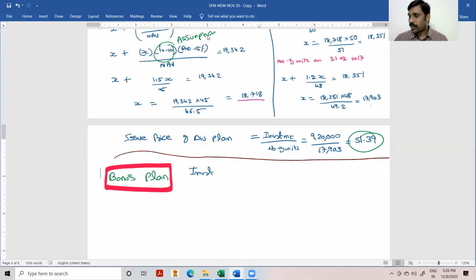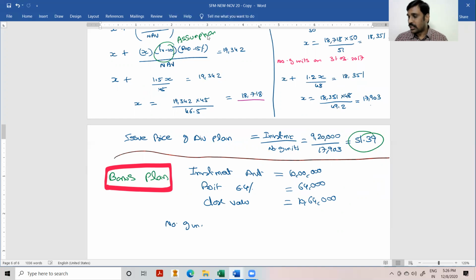Investment amount is 10 lakhs, and profit is 6.4%. That means 64,000. Therefore, the closing value will be 10 lakh 64,000.